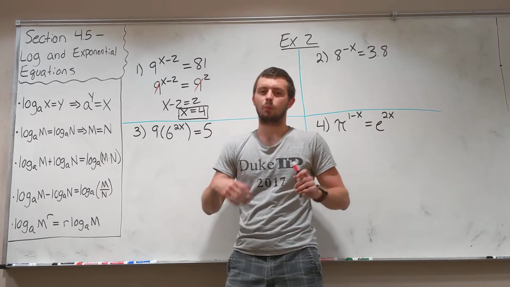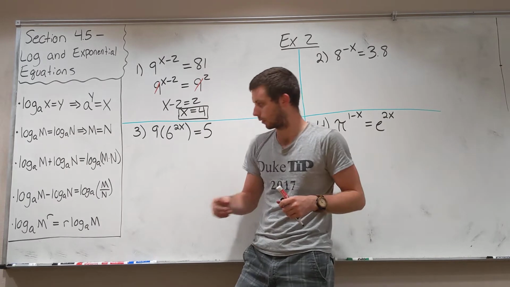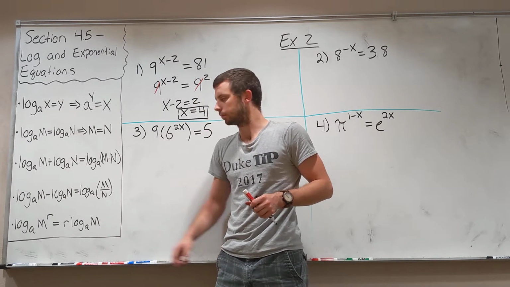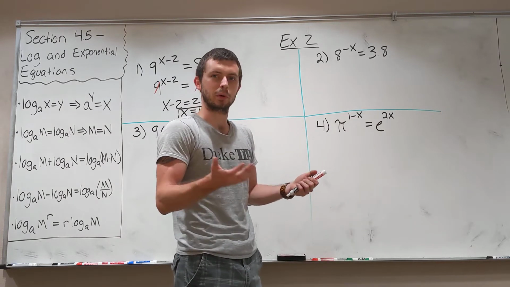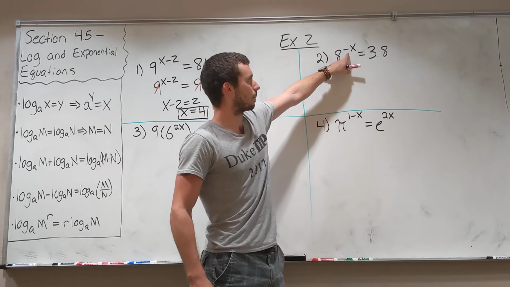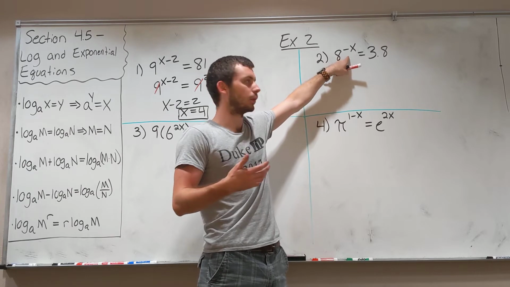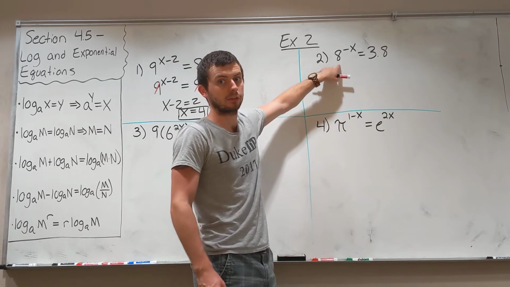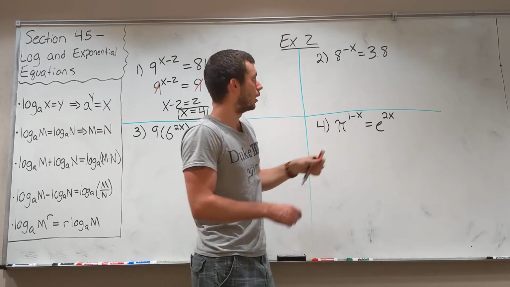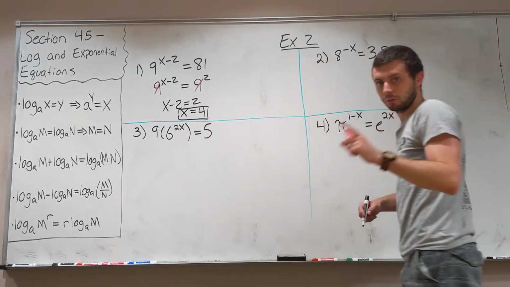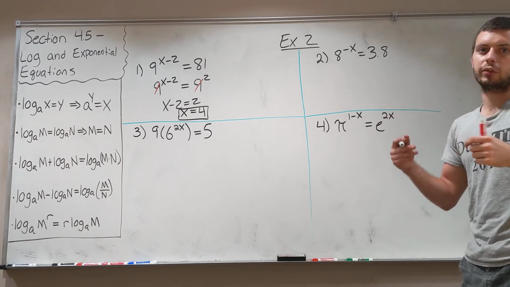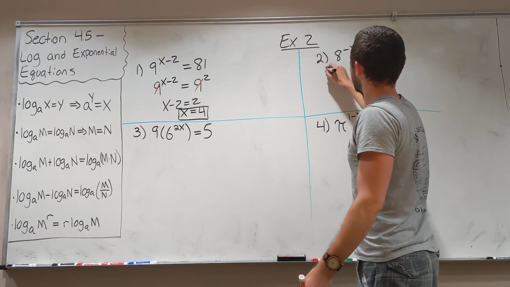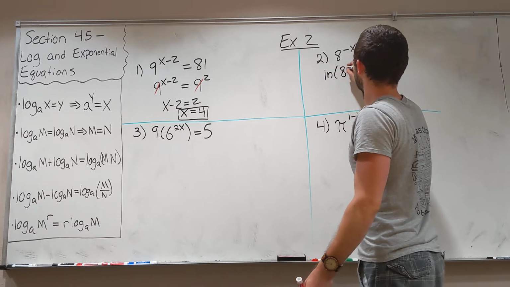And when I say get it out of the exponent, I'm referring to utilizing the power rule here. So let's go ahead and demonstrate what I'm referring to. So here, there's a variable in the exponent. We definitely cannot write 3.8 with a base of 8. They're not compatible. So what we want to do, the first step of what I said, was simply apply the natural log on both sides.